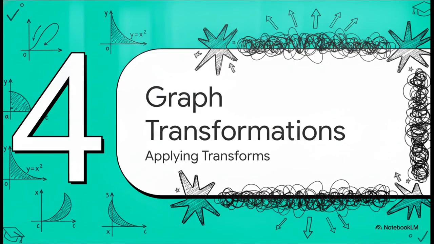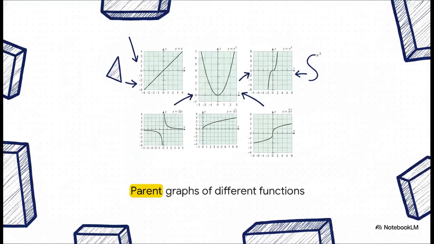Let's build on that. Module 4, Applying Graph Transformations. Before we can even think about transforming a graph, we absolutely have to know our anchor shapes. You need to instantly recognize the straight diagonal line passing through the origin as y equals x. You need to know that the classic symmetrical U shape is the parabola y equals x squared. And you should definitely recognize that smooth, flowing S-curve crossing through the origin as y equals x cubed. These are your starting blocks. Get these memorized for sure.